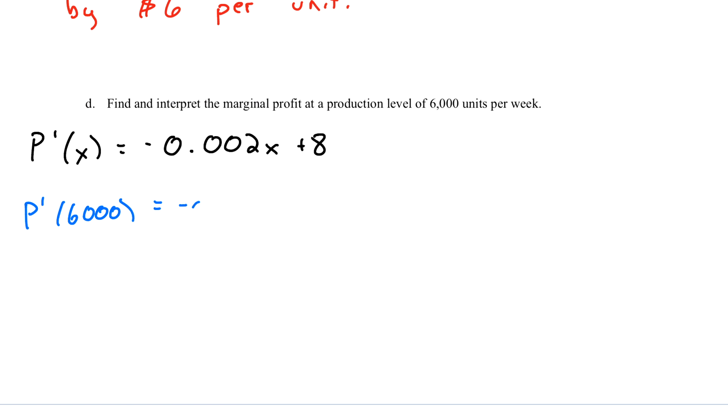Here we're going to have negative 0.002 times 6,000 plus 8. This should end up being negative 12 plus 8 would give me a negative 4. So this is my marginal profit. This time is a negative 4.